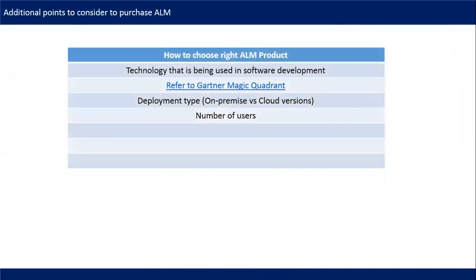You need to consider the following points when you're trying to purchase application lifecycle management software. The technology that is being used in the software development; probably you can refer to the Gartner Magic Quadrant to choose the right software for you. And the deployment type. If you're working on a large project, probably you can deploy on your own servers. But for small scale teams, it's a good idea to go for cloud because you don't need to invest a lot of money upfront for the infrastructure. Of course, you need to consider the number of users in your project.